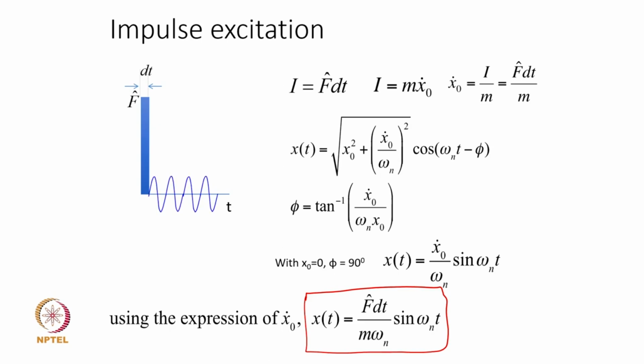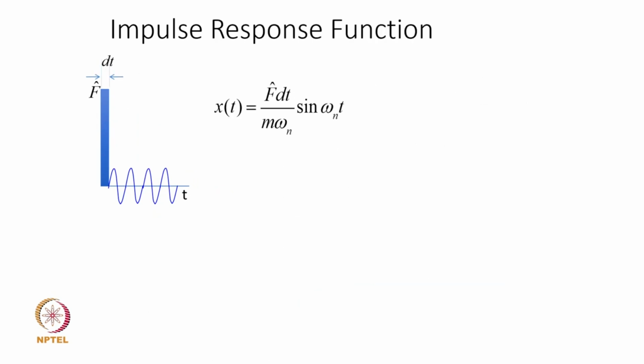Now, how the response will look, because it is a sinusoidal function, the amplitude is f cap dt over m omega n, but the response will follow a sine curve, and that is why you can see that this whole response is with constant amplitude and with the natural frequency omega n. Damping is ignored in this case, and therefore, it will oscillate at omega n. Now, the impulse we have seen happens at t equal to 0.